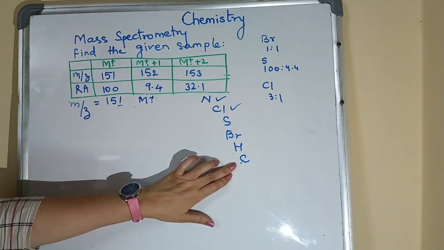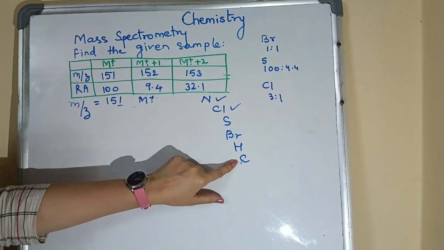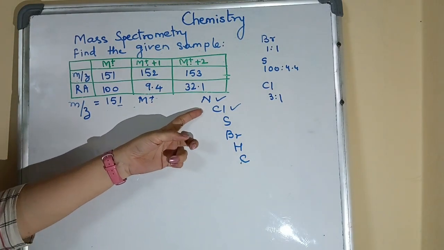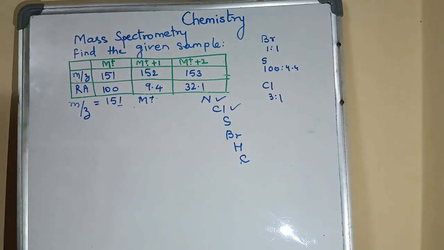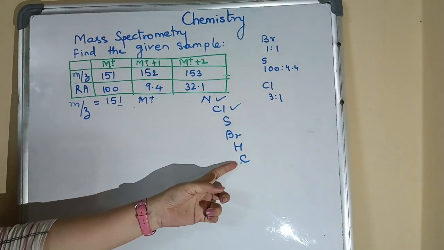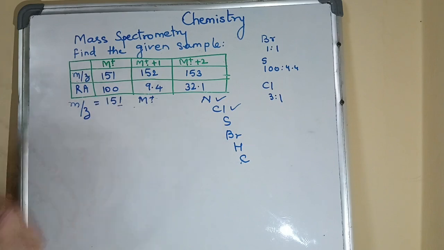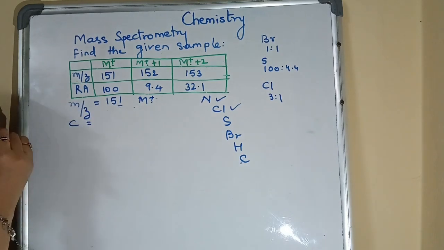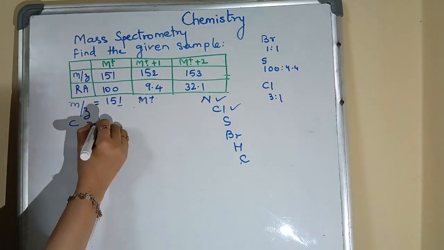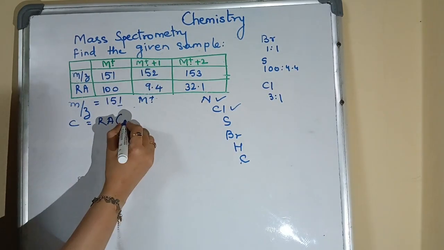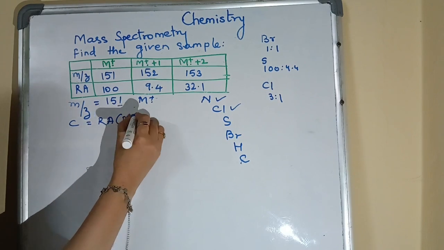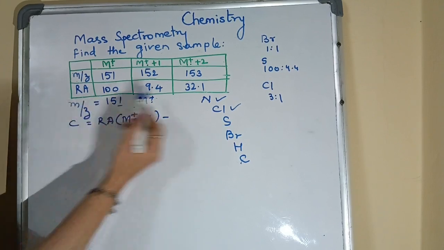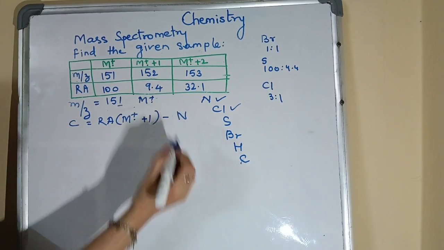Find out first number of carbons before going to hydrogen. The number of carbons here, since nitrogen is present, the formula will change a little. It will also take into account the contribution of nitrogen atoms. Number of carbons present is equal to relative abundance of M plus dot plus 1 peak minus contribution of nitrogen atoms.